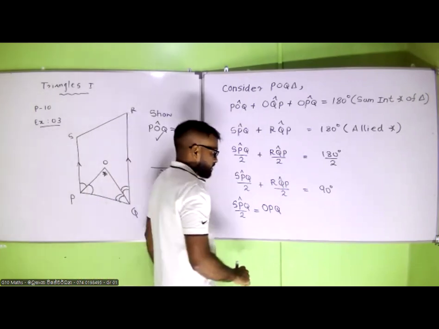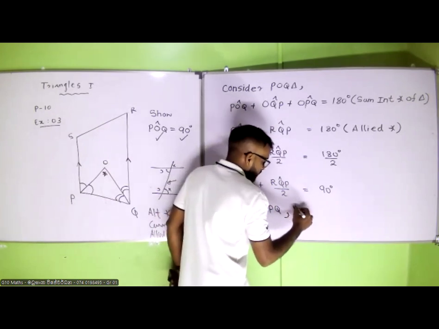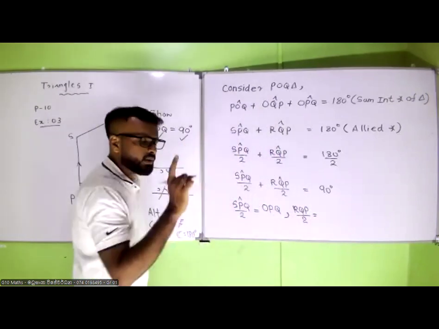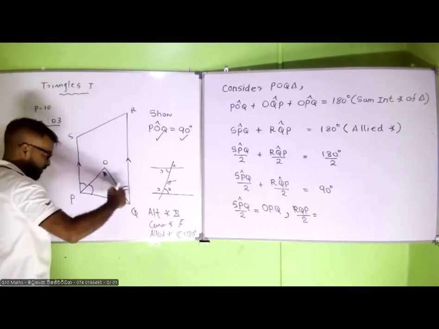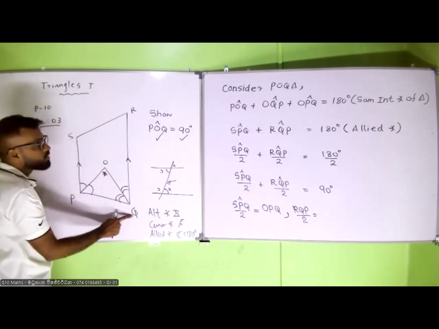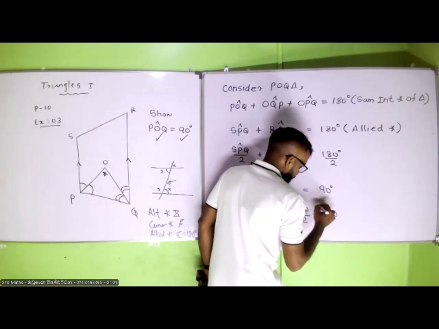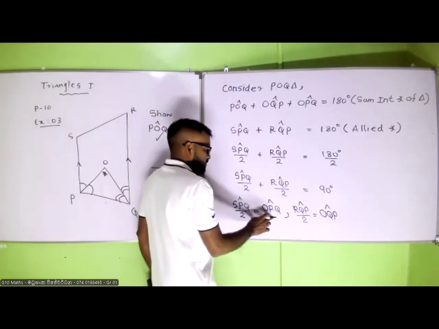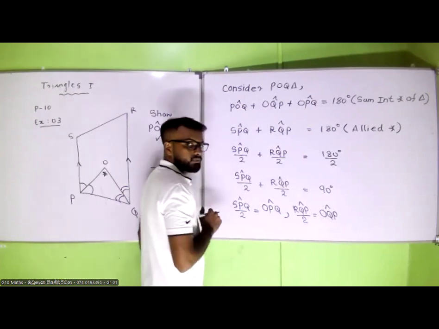Same, RQP divided by 2. What is the angle that I am going to substitute? RQP divided by 2, I am going to take this OQP. I am going to substitute this one and this one instead of this place and this place.